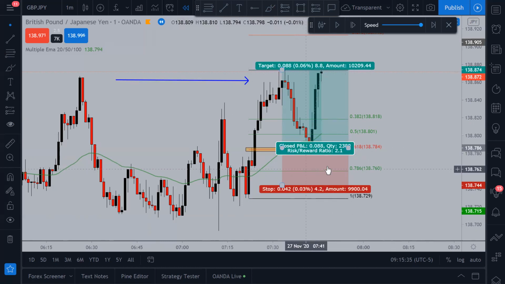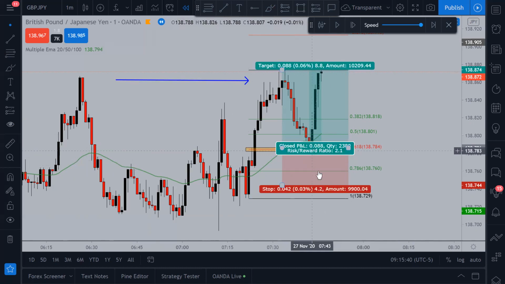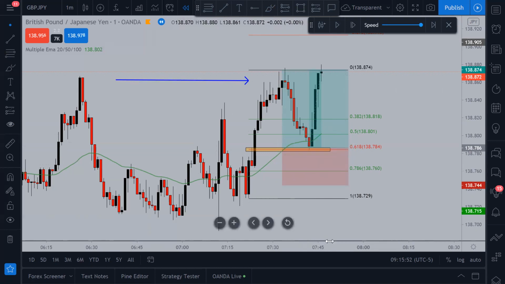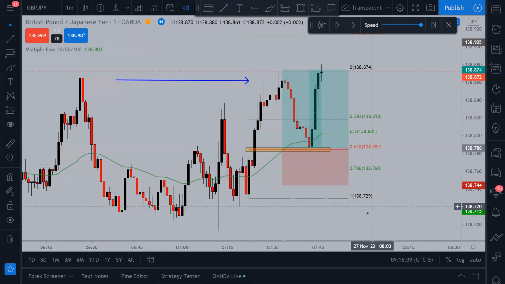You don't want to set a pending order or anything at the 786 because this is the last line of support and sometimes resistance. This is the last point to which it would retrace. And if it goes past here, if it closes past here, then you start to think, uh-oh, this trade is about to become invalid. So you want to bear that in mind.